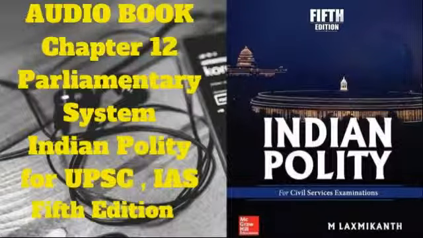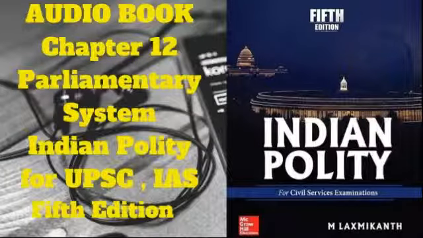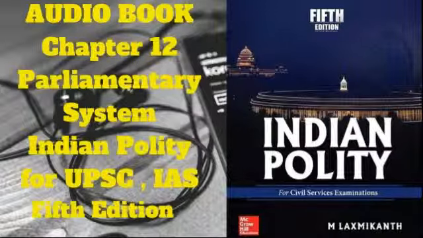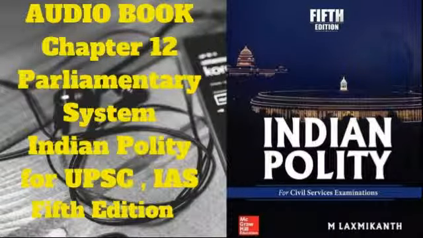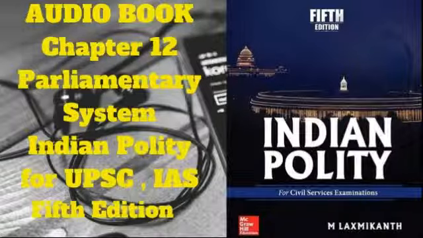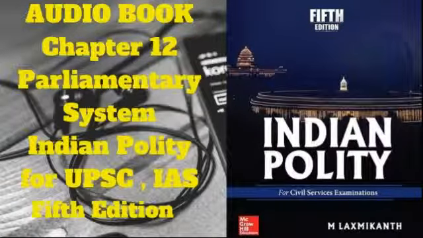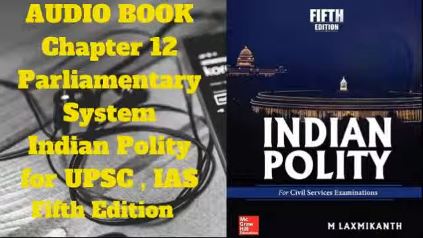Ivor Jennings called the parliamentary system the cabinet system because the cabinet is the nucleus of power in a parliamentary system. The parliamentary government is also known as responsible government as the cabinet, the real executive, is accountable to the parliament and stays in office so long as it enjoys the latter's confidence. It is described as the Westminster model of government after the location of the British Parliament, where the parliamentary system originated.